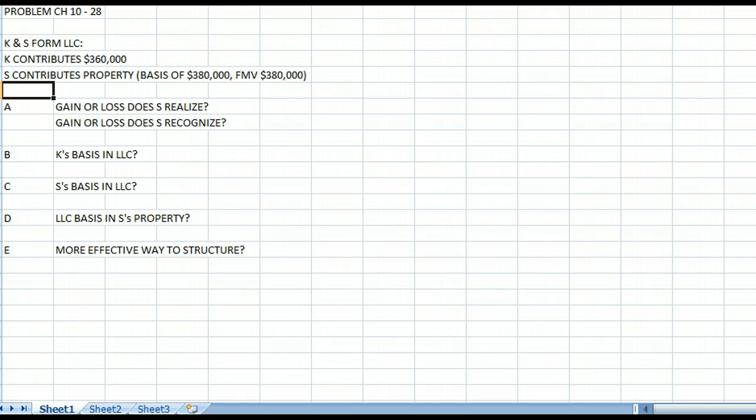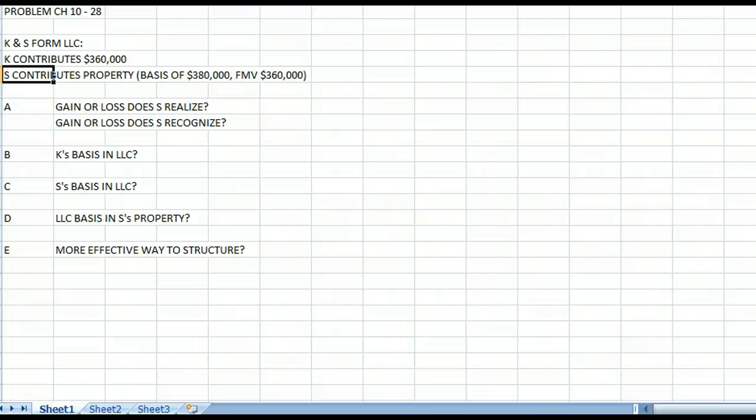I've put the facts up here for you. You've got K and S forming an LLC. K contributes $360,000 in cash. S contributes property with a basis of $380,000 and a fair market value. I got that wrong. The fair market value of the property is $360,000. Okay, so let's get that corrected. You can see right here with S's property contribution, there's already an expected loss of $20,000 because the fair market value is less than the basis.